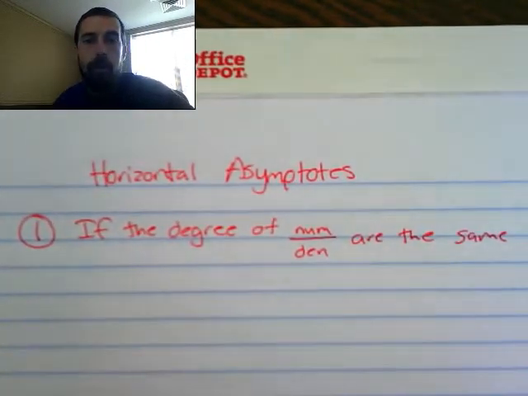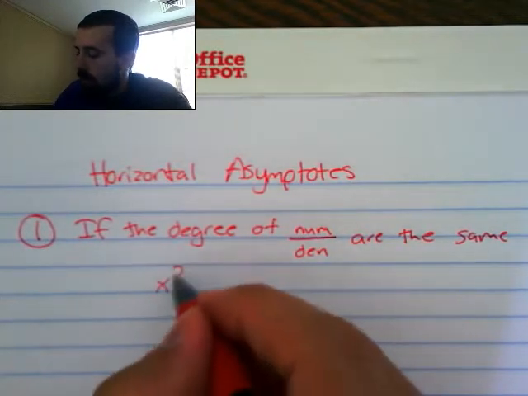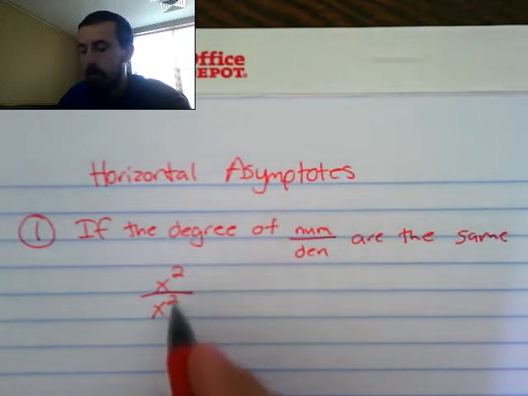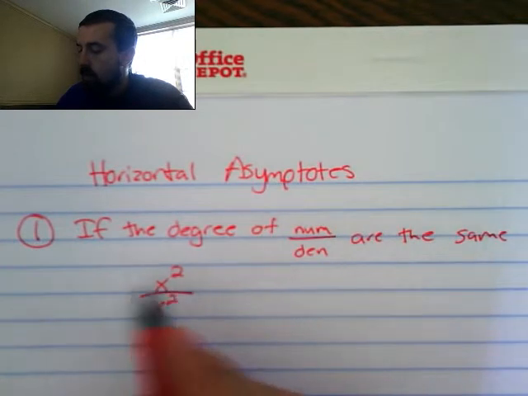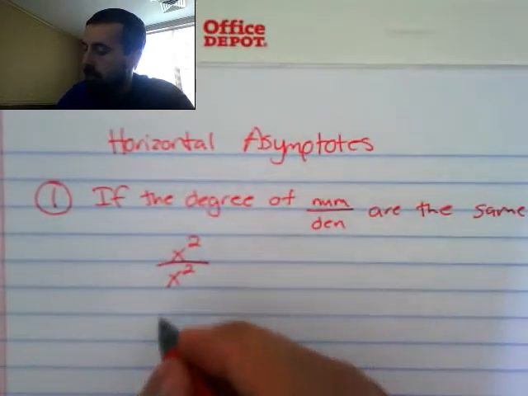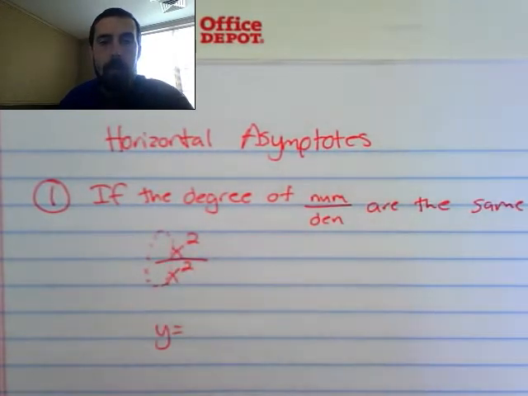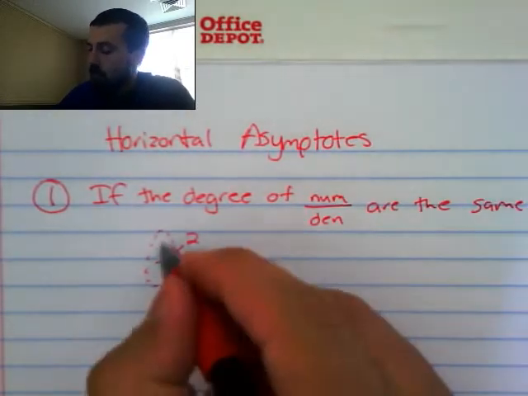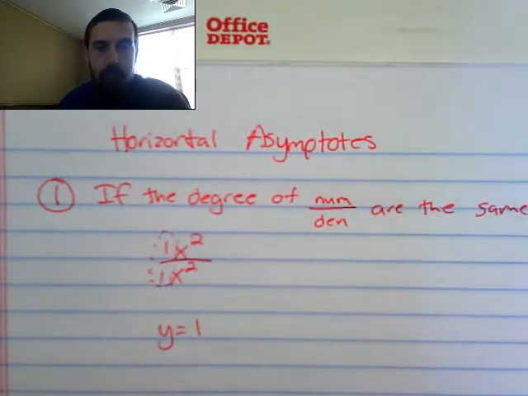Okay, so if the degree of the numerator and denominator are the same, then we have a way of finding our asymptote. Looking at an example here, x squared over x squared, the degrees there are the same. The degree refers to the highest exponent. So what we do to find our horizontal asymptote is take the leading coefficient of the top over the leading coefficient of the bottom. So 1 over 1 is equal to 1. So my HA is 1.